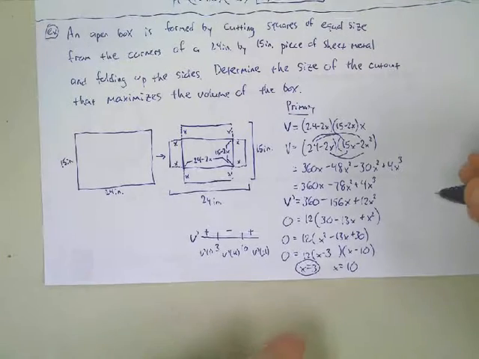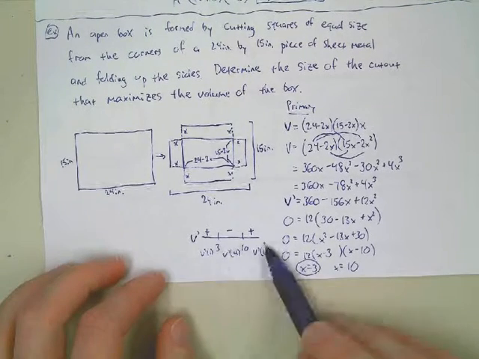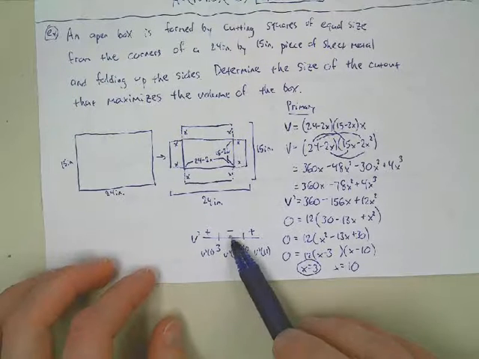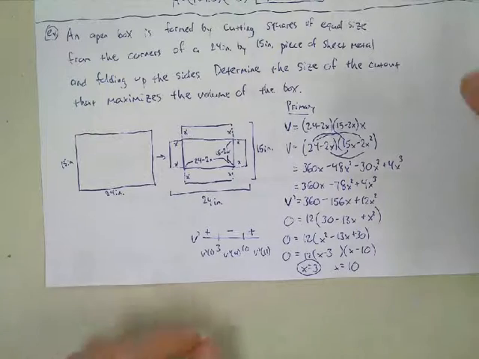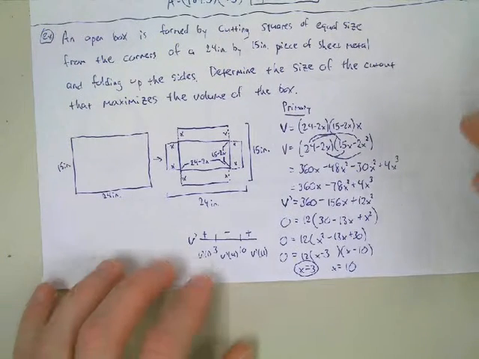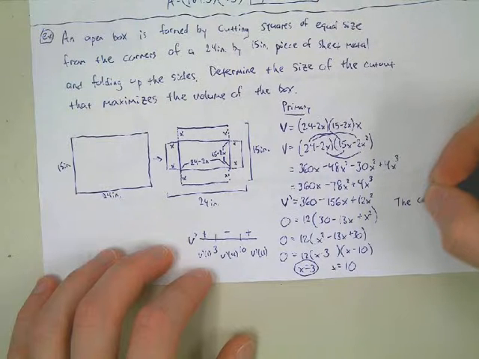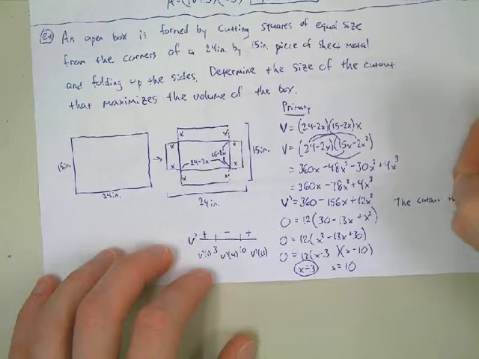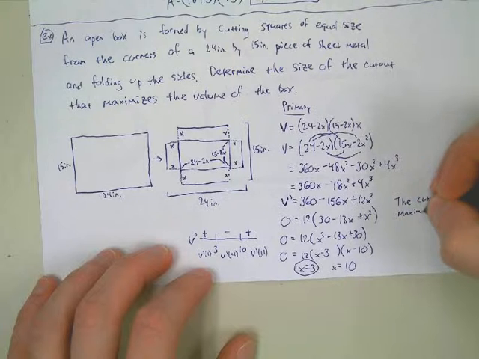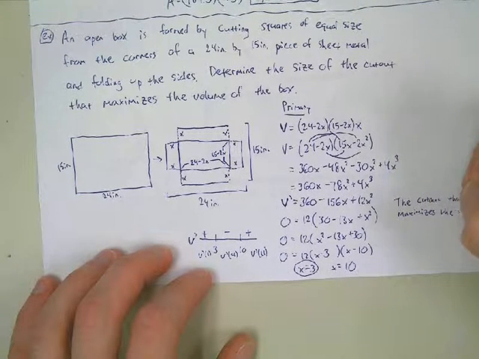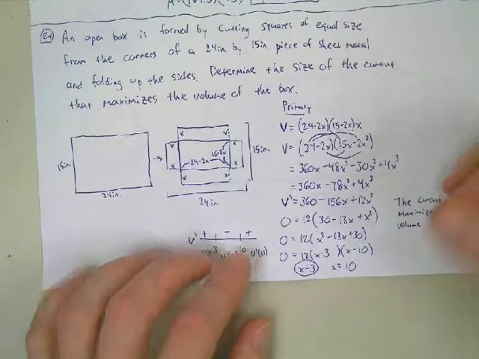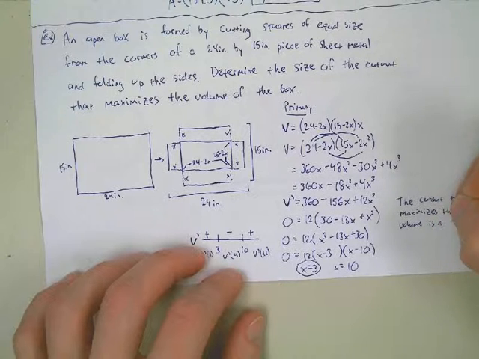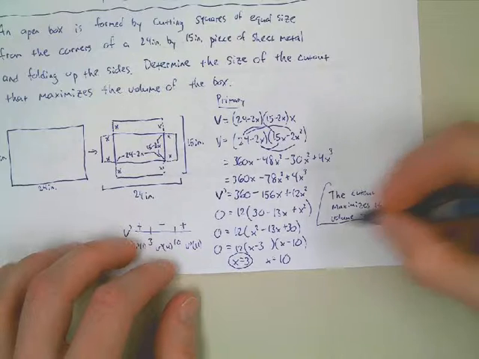On a little number line, 10 goes minus to plus. That means that's a minimum there. It'll be the smallest volume box. So, all right, the cutout that maximizes the box volume is a 3-inch square. Okay, 3-inch square.